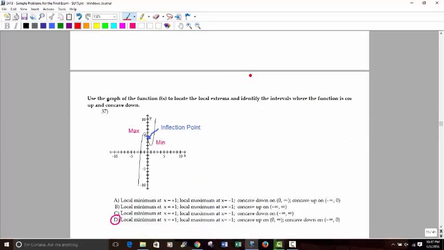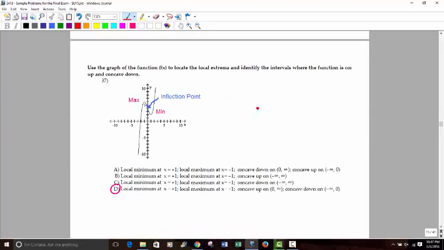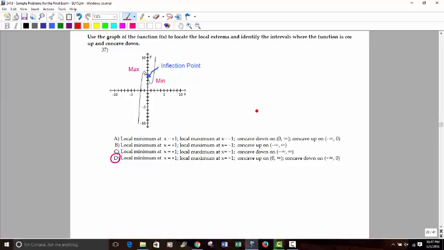And like I said, that was a point of inflection. Use the graph to locate the local extrema. Identify the intervals where the function is concave up or concave down.